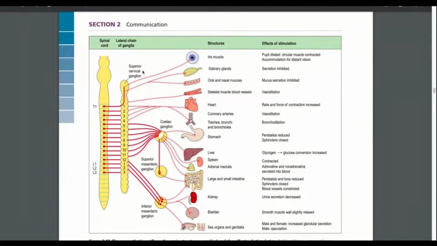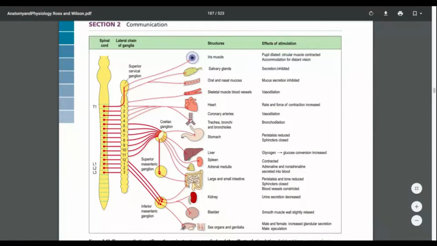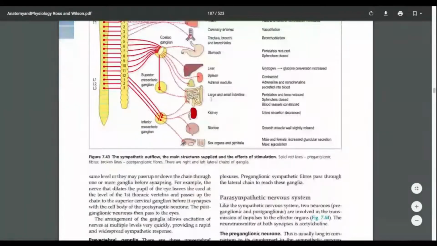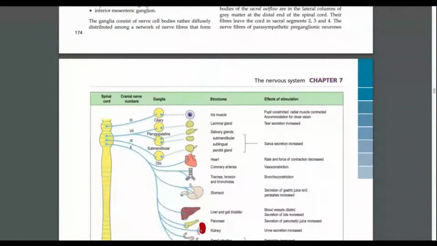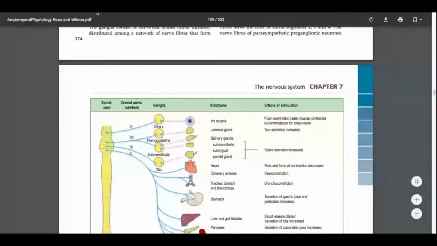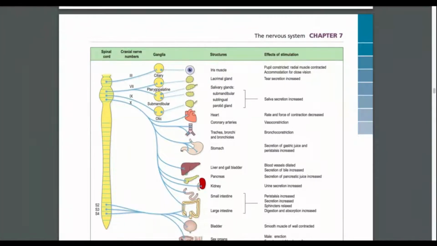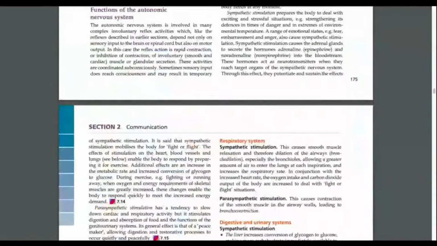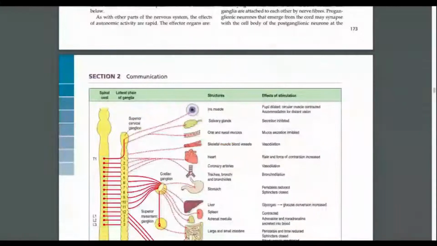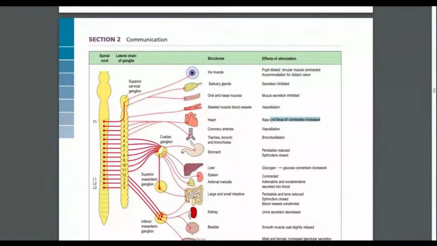Okay. Likewise, the sympathetics will decrease the salivary gland secretion, whereas the parasympathetic will increase the salivary gland secretion. Next, the heart rate is reduced by the parasympathetic stimulation, whereas the heart rate is increased by the sympathetic stimulation. The rate of contraction is increased.